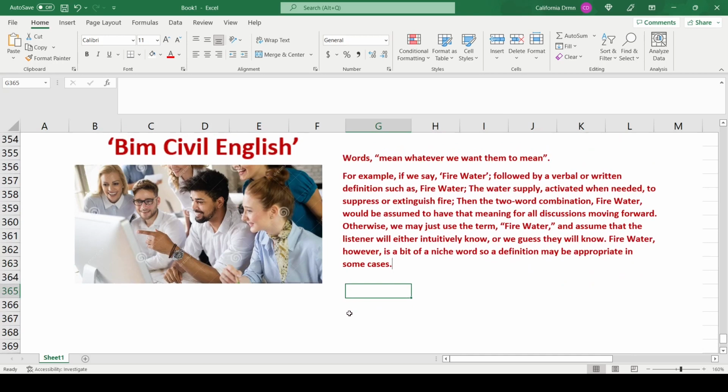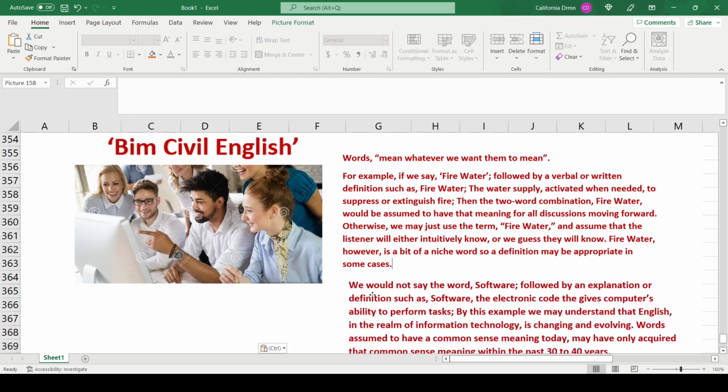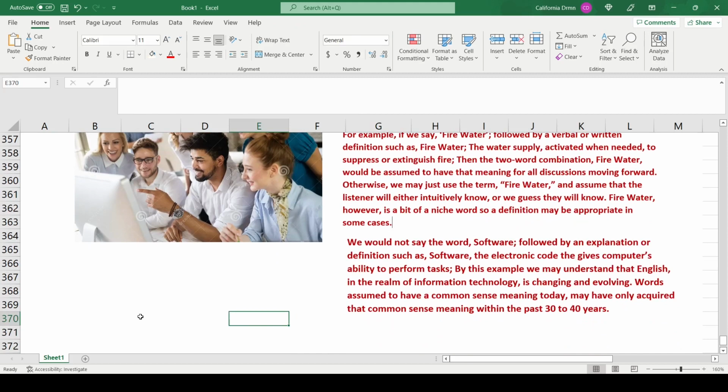Otherwise, we may just use the term, fire water, and assume that the listener will either intuitively know, or we guess they will know. Fire water, however, is a bit of a niche word, so a definition may be appropriate in some cases. We would not say the word software, followed by an explanation or definition such as software, the electronic code that gives computers ability to perform tasks.